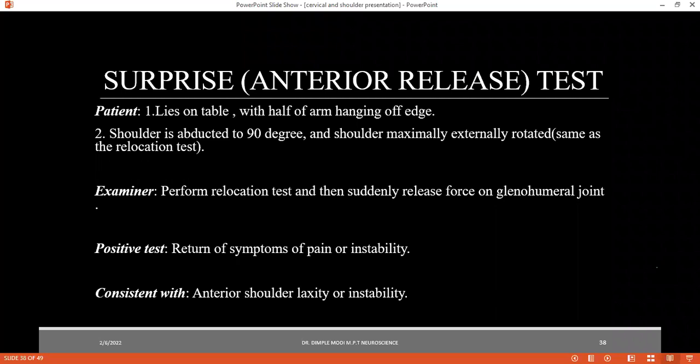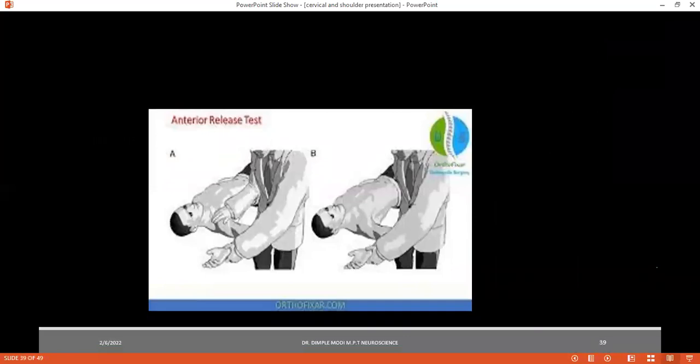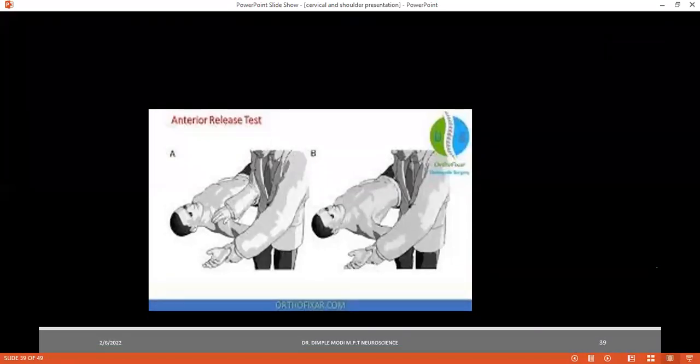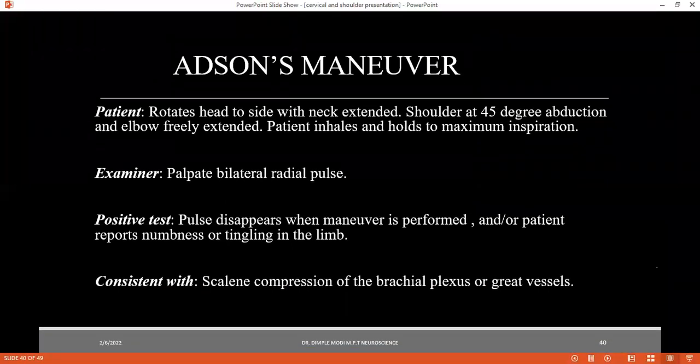Okay, you have to give that pressure and you have to suddenly release the force at the glenohumeral joint. So when you release the pressure, there is a return of the symptoms, return of the symptoms of pain or instability. It shows that there is anterior shoulder laxity. Okay, we were giving pressure. Okay, now just released. Next test is the Edson test.